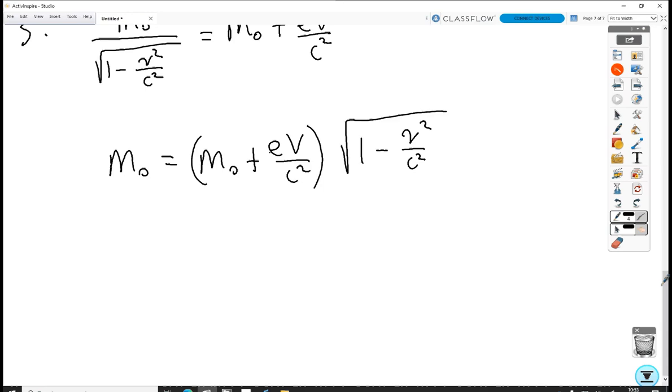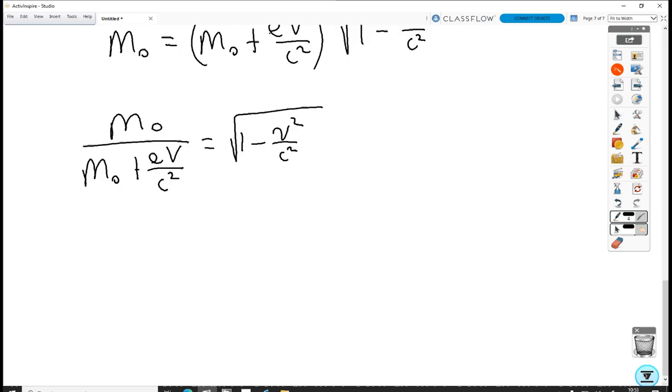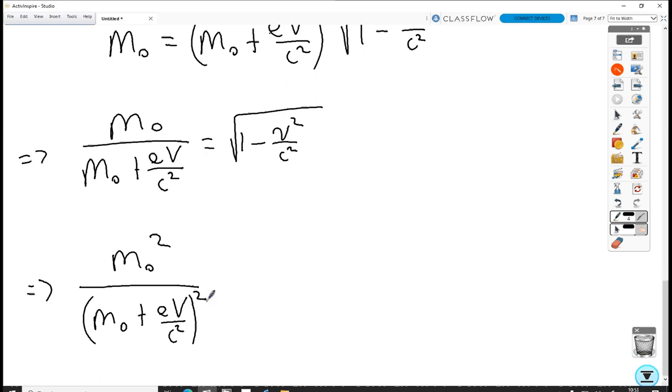We'll then divide all of this term to the other side. So m naught over m naught plus EV over c squared is equal to square root of 1 minus v squared over c squared. Square both sides to get rid of the square root. So we've got m naught squared over brackets m naught plus EV over c squared, brackets squared, is equal to 1 minus v squared over c squared.